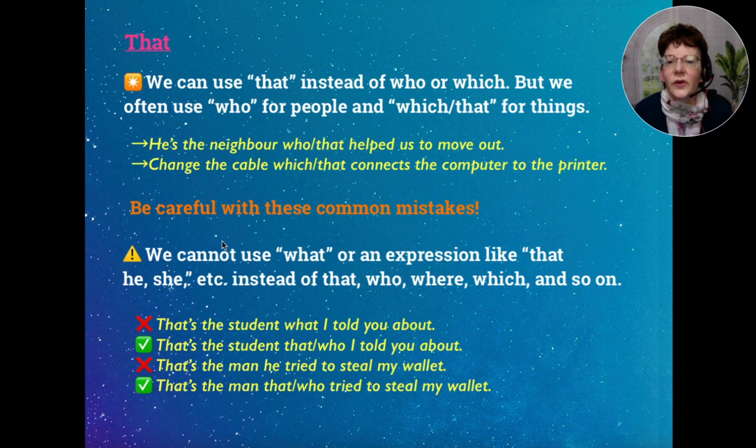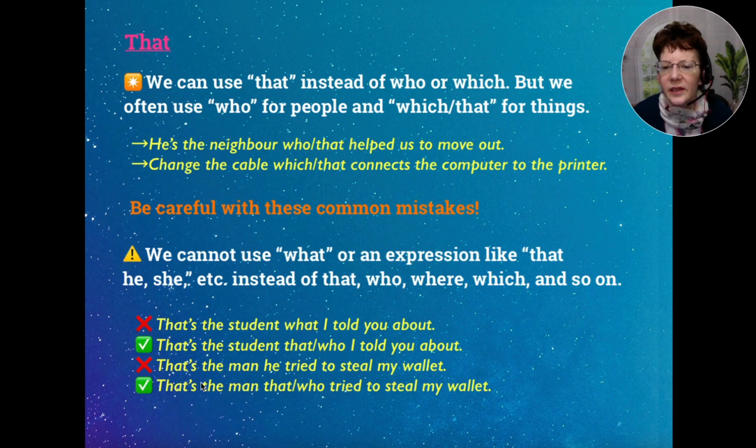Okay, be careful though with these common mistakes. We cannot use what or an expression like that, he, she, etc., instead of that, who, where, which, and so on. So I'll show you a couple examples. That's the student what I told you about. And then look at this one. That's the student that or who I told you about. So the first one is not correct. We can't use what as a relative pronoun.